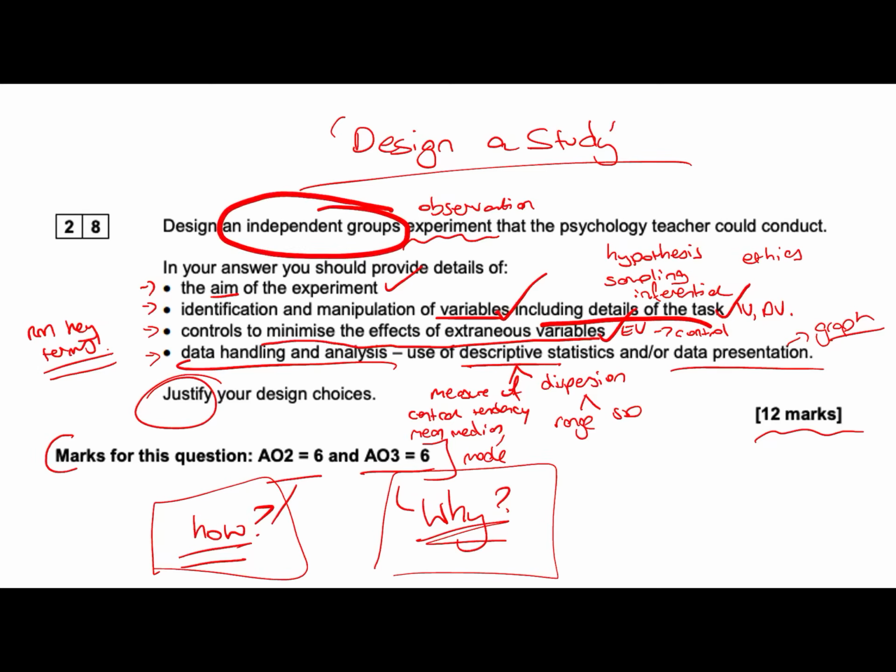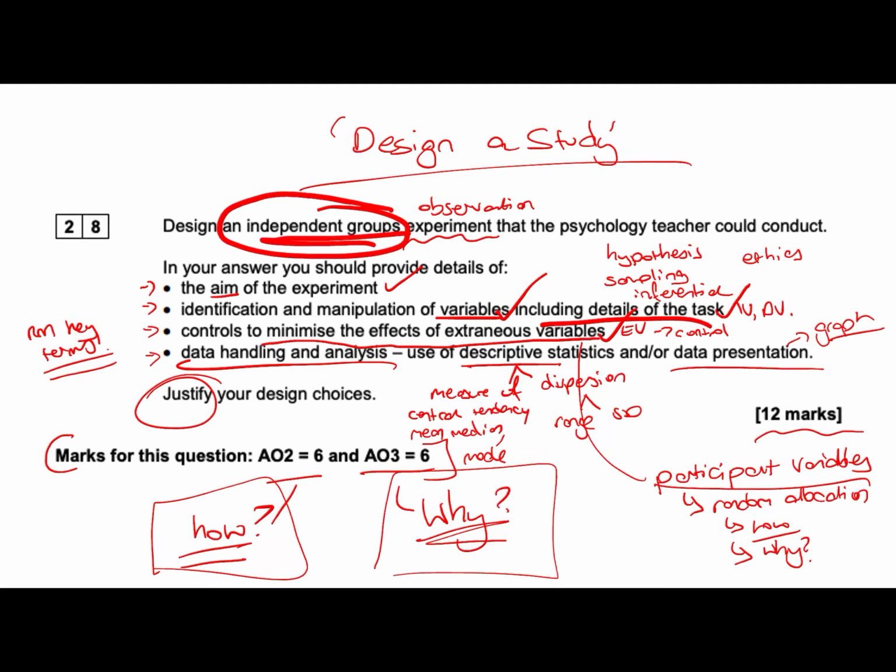Many of you chose to try and control for participant variables, which is great. In an independent group's design, we try and control for participant variables by using random allocation. So then you'd outline how you'd go about randomly allocating participants, and then you'd say why and justify that. Unfortunately, many of you at this point, in order to control participant variables, just changed it to a matched pairs design. And unfortunately, that meant that you couldn't get any marks for this third dot point because your suggestion was inappropriate. So be very, very careful. Make sure that you're closely reading that question.